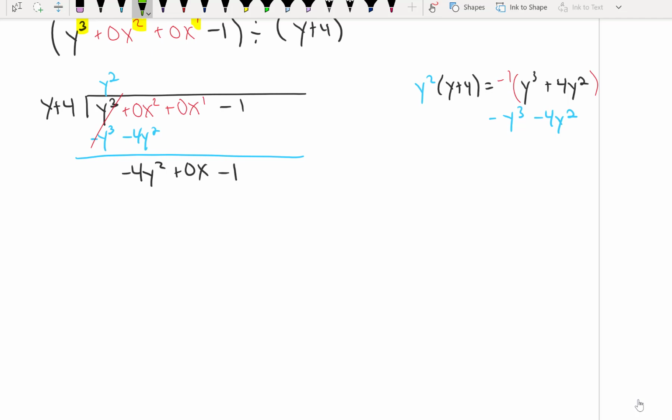So for my next one, I do the division. So that's going to give me a negative 4y. So a negative 4y times y plus 4 gives me a negative 4y squared minus a 16y. I'm going to multiply that by a negative to represent the subtraction in my long division. So it would be a positive 4y squared plus a 16y.